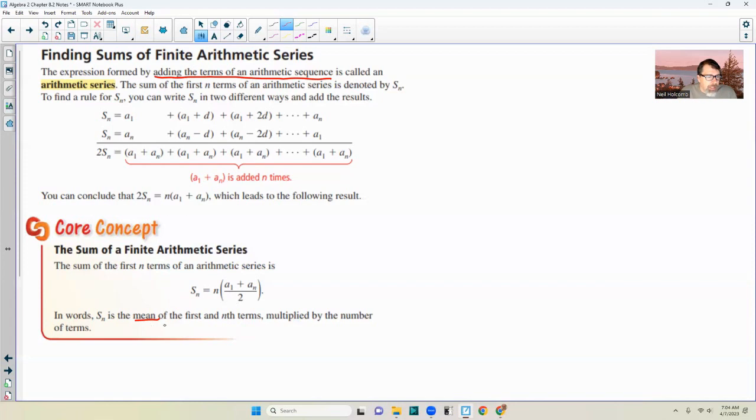In words, S sub n is the mean of the first and nth terms. Okay, mean meaning average. So you take the nth term plus the first term and divide by 2. Since there's only 2 terms, that's the average or the mean of the first and nth terms multiplied by the number of terms. Okay, so that might be a little foggy there, but when we do an example, it will hopefully clear up.